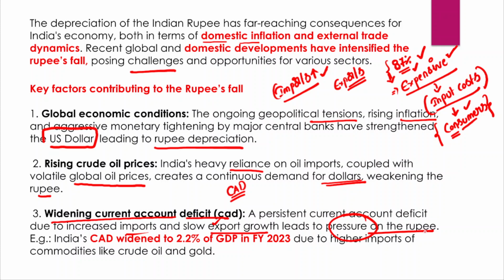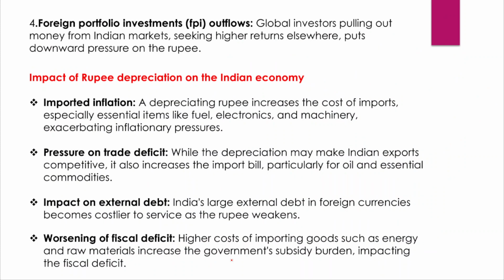Now, if you look at the data about the current account deficit in India, it is 2.2% of India's GDP in the financial year 2023. And in fact, a current account deficit of 2.2% of GDP is very high because we have been heavily reliant on import of commodities like crude oil as well as gold, because of a huge demand for gold in the domestic market. And apart from that, foreign portfolio investments are also another major reason for the depreciation of rupee.